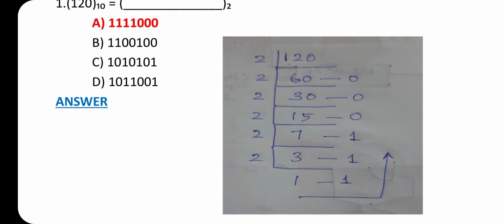Divide 30 with 2, we get answer 15 and remainder 0. Dividing 15 with 2, we get answer 7 and remainder of 1. Dividing 7 with radix 2, we get answer 3 and remainder 1. Again dividing 3 with radix 2, we get remainder 1. The answer is 1111000, taking from the down to up.